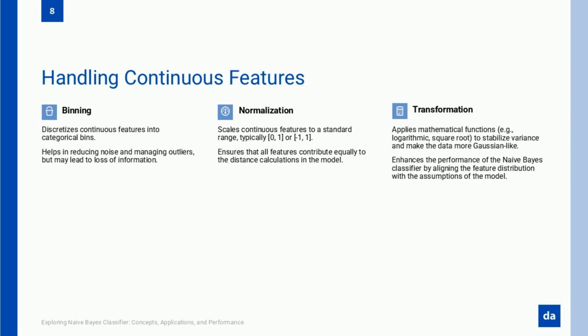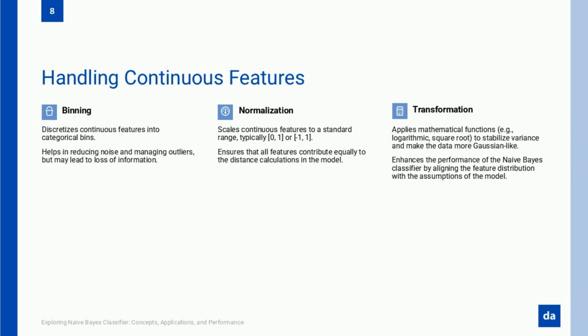One approach is binning, which involves discretizing continuous features into categorical bins. Imagine you're analyzing customer income levels. Instead of dealing with individual dollar amounts, you might group the data into ranges: low income, middle income, and high income. Binning reduces the complexity of the data and helps manage outliers, but there's a trade-off. It can also lead to information loss. If your bins are too broad, you might overlook subtle patterns in the data.